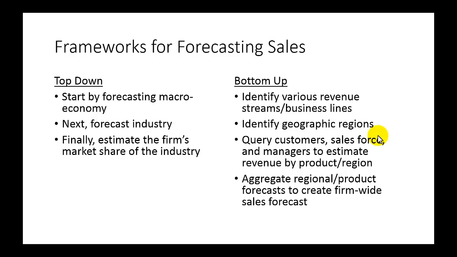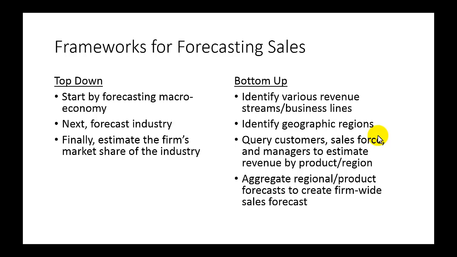So what you would do is you would go and query your managers and your salespeople, who then might query customers in those 8 regions, and you would get reports back saying, all right, in the Southwest, for these 3 types of safes, this is what we forecast our sales to be. And then what you would do is you would aggregate all of those regional safe forecasts for your various types of safes, and that would give you your firm-wide sales.